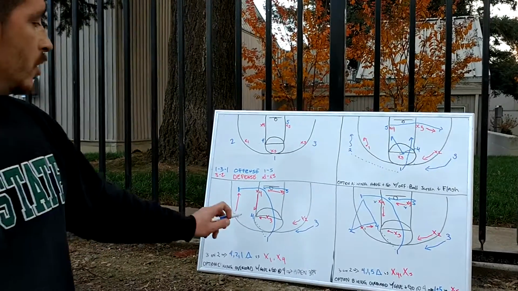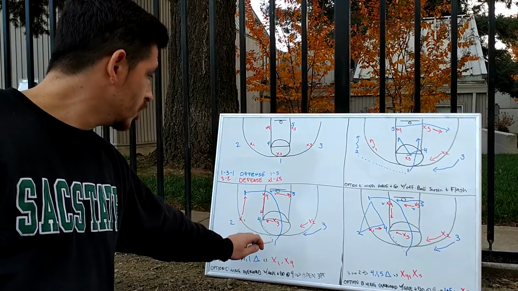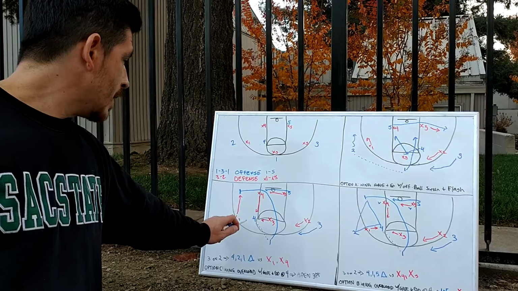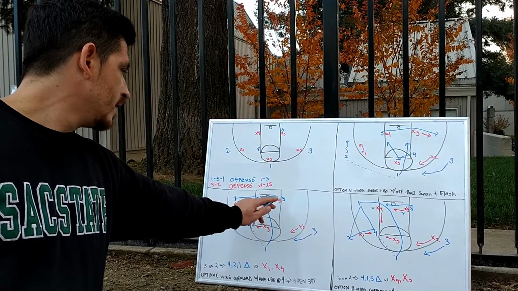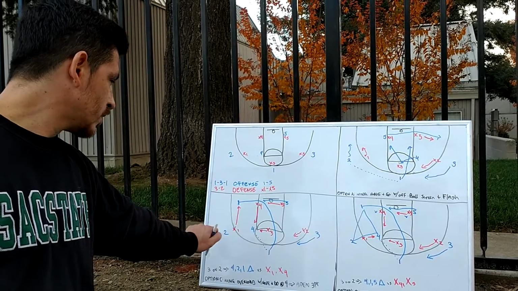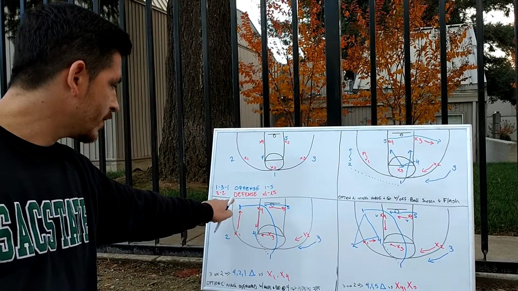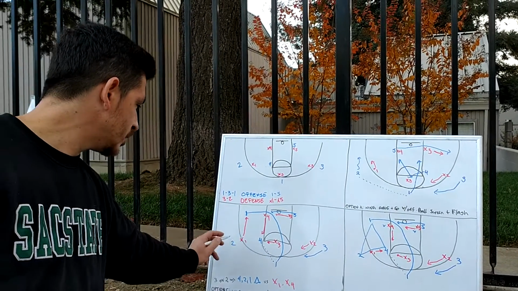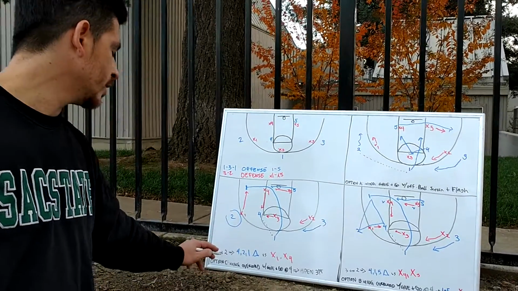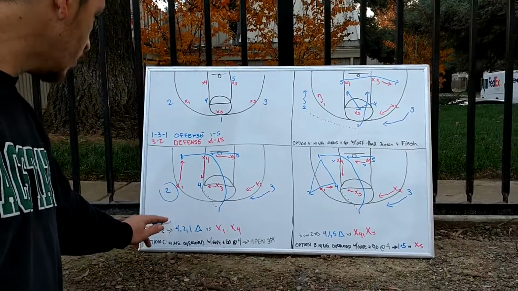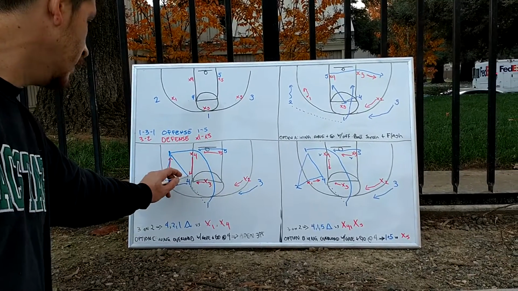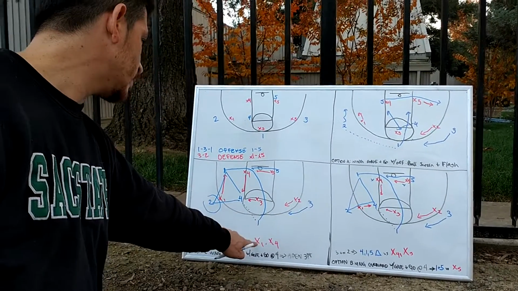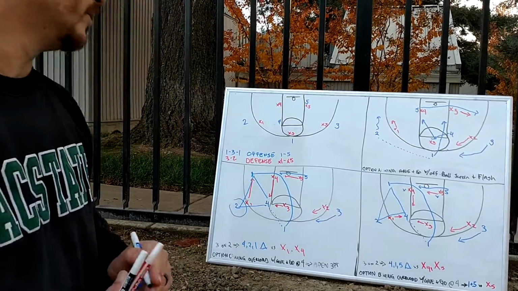So in this scenario, same thing, 1 passes to 4, drives through, but in this scenario, x4 comes up, x3 comes over to guard 4, 5 comes across, x5 comes across, and x1 goes down with the give and goer, leaving 2 wide open with a 3-point shot. So your triangle will be with 4, 2, and 1, and you're taking out x1 and x4.